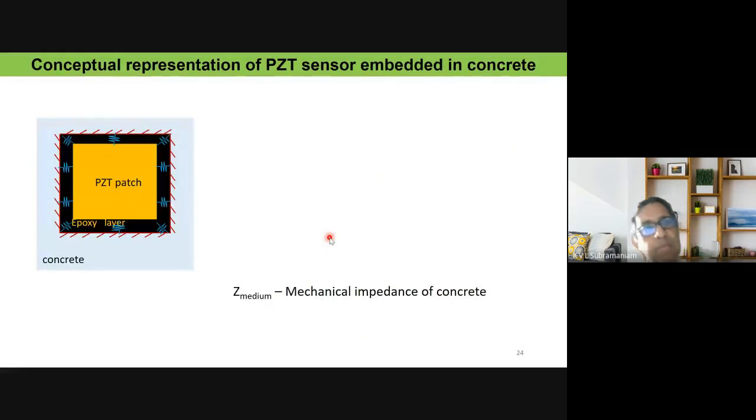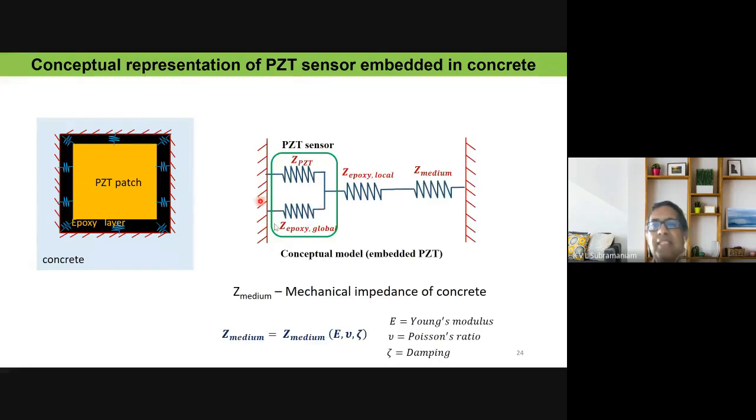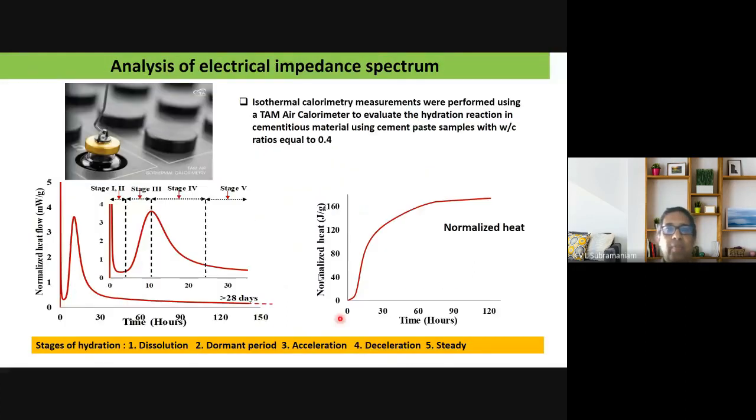So we were able to come up with a conceptual representation of this PZT sensor embedded in concrete. In this representation, we have the mechanical impedance of the PZT. The epoxy is split into two parts, the local and the global. The global is like the rubber band effect, which is holding the PZT patch. The local is the effect where the epoxy itself gets compressed when the concrete becomes stiff. The mechanical impedance of the concrete is represented in terms of its Young's modulus, its Poisson's ratio, and its damping.